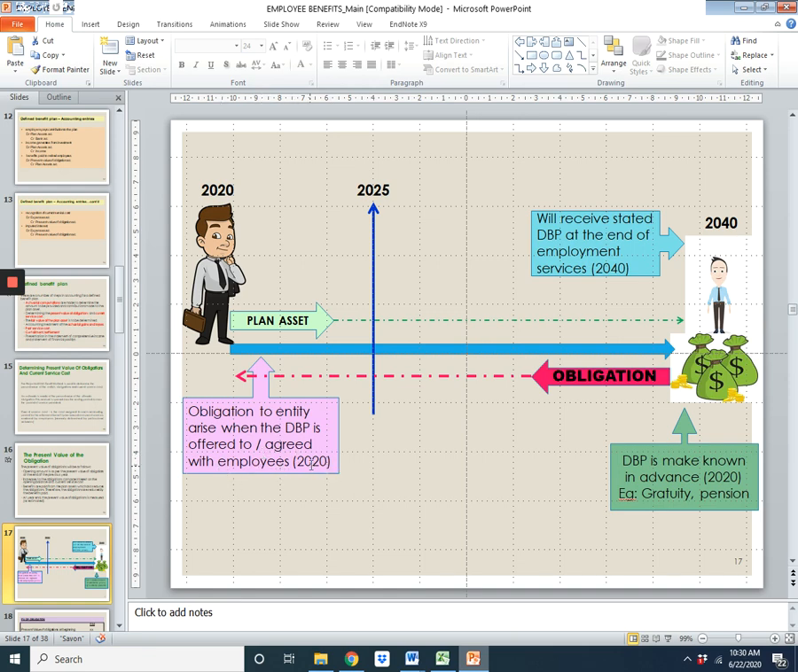Okay. So obligation to entity arise when the defined benefit plan is offered to or agreed with the employees in 2020. So once the employee enter the company, they know that they will have the obligation to make the payment. Okay. And the employees, when they join, they know that at the end of the service, they will receive a certain amount of employment benefit. Okay, so dia tahu kat sini. Defined benefit plan is made known in advance. Okay, so masa dia join, dia tahu dah 2040 dia akan receive certain amount of benefit.